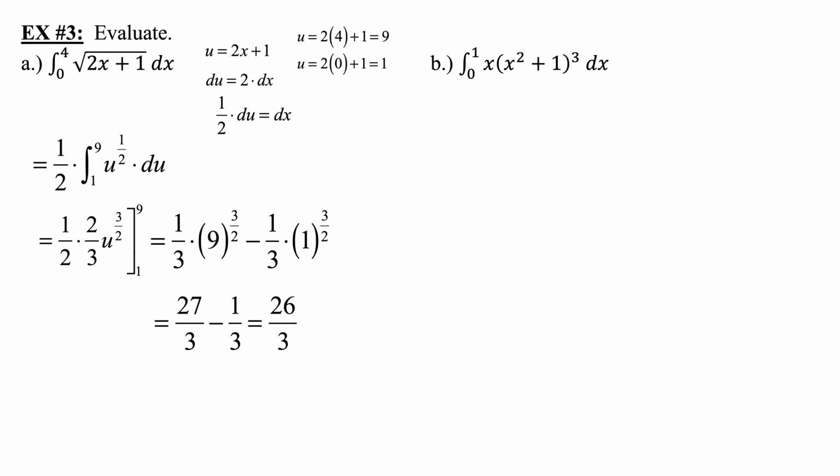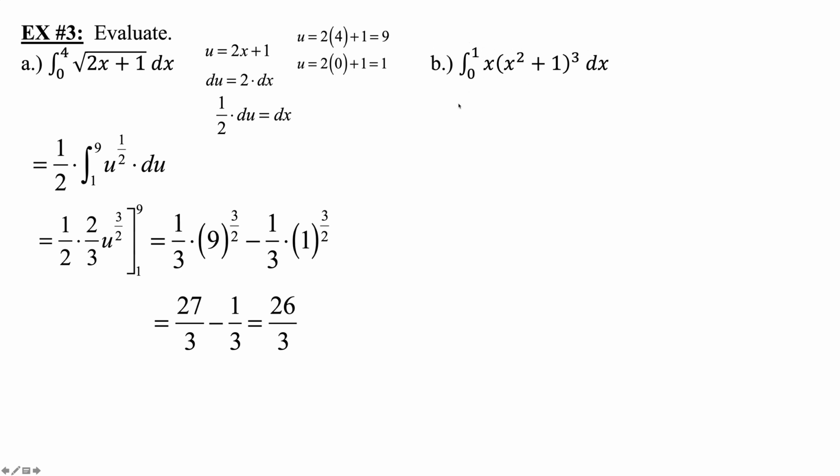If you did it by the first method, you would have to bring the 2x plus 1 back in, and then you'd have to work with that bigger mess inside of that 3/2 power. All right, so let's try this one.